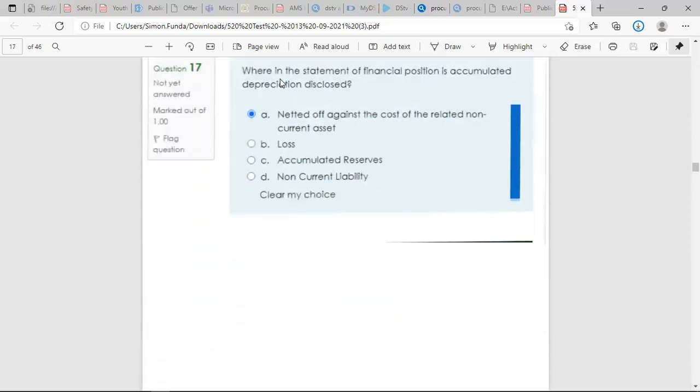Okay, the next question is, where in the statement of financial position is the accumulated depreciation disclosed? So the question is about the treatment of accumulated depreciation.